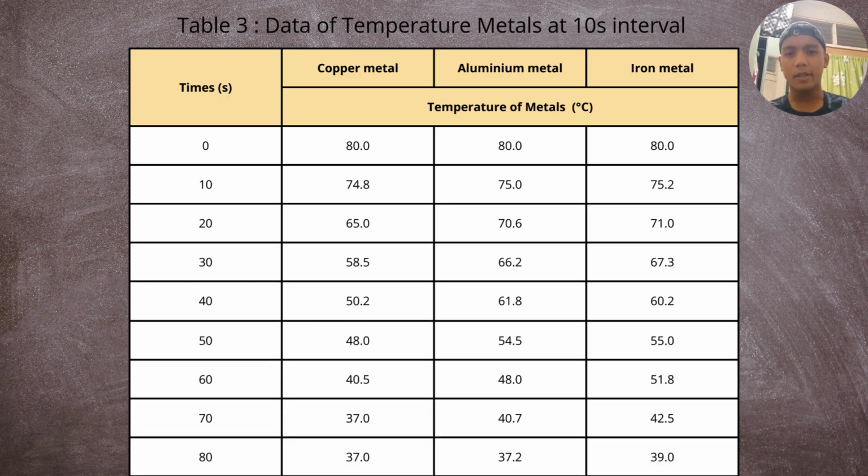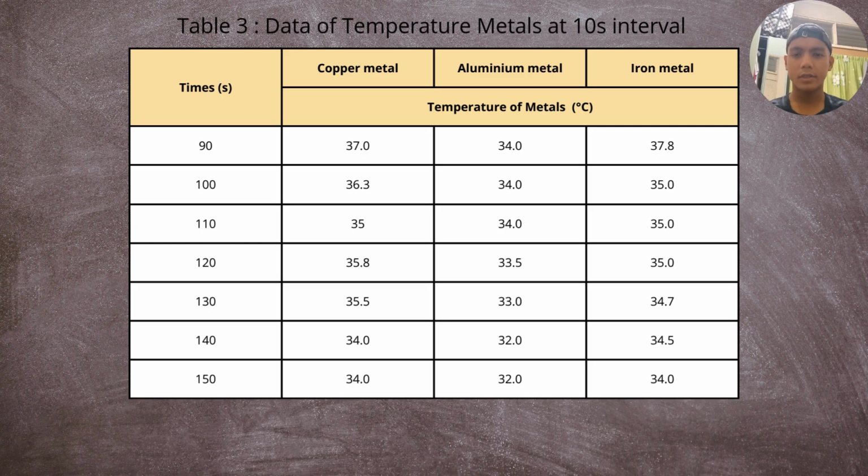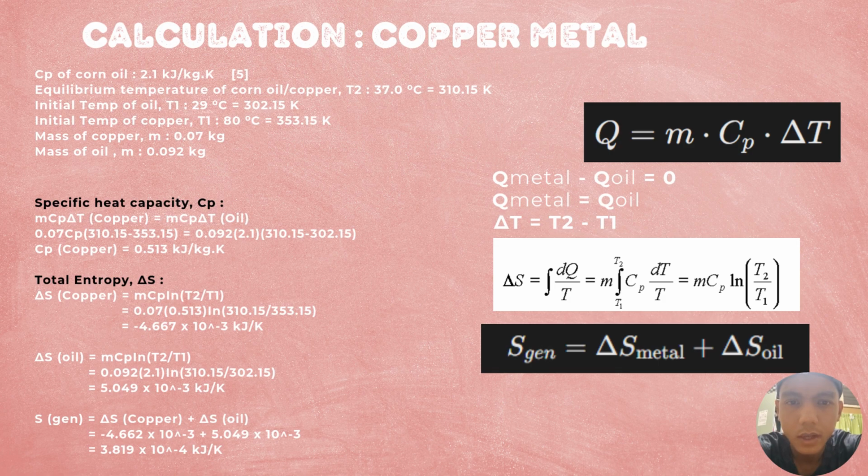This is table 3, which is the data of temperature of metals at 10-second interval from 0 to 80 second. And this is just the continuity of table 3 from 90 second to 100. And then we move to the calculation part for copper metal.